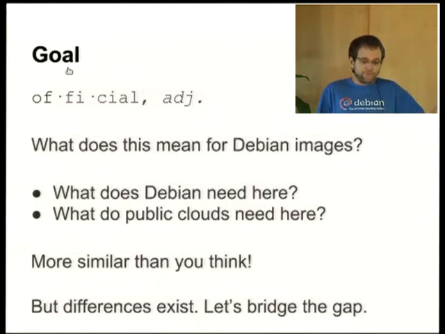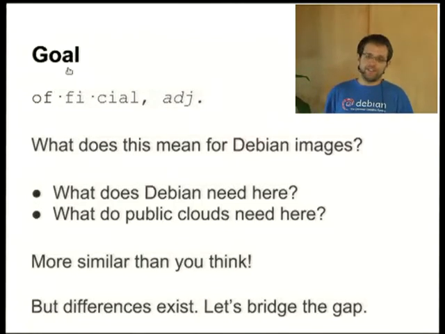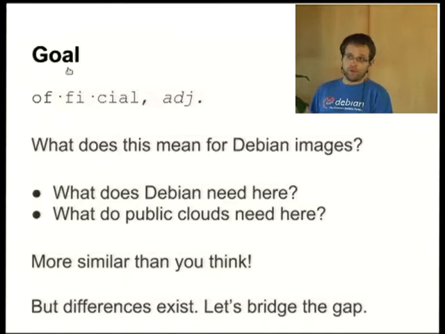So what does official mean? Okay, it's an adjective, great. But what does Debian need here from the notion of an official Debian image or from the reality? And what do the public clouds need here on the vendor side, for example, whether that's a large company like Amazon or Google, or a small one like GPLHost, for example?